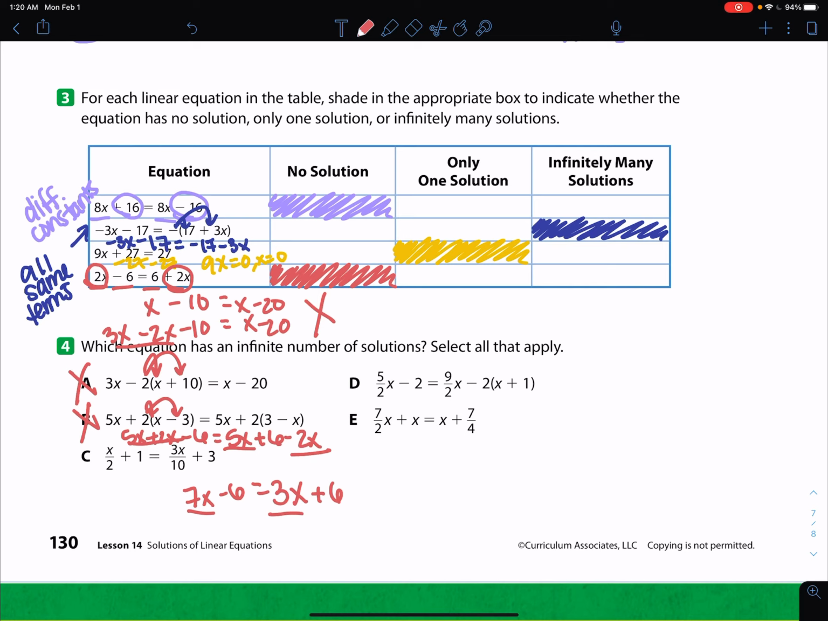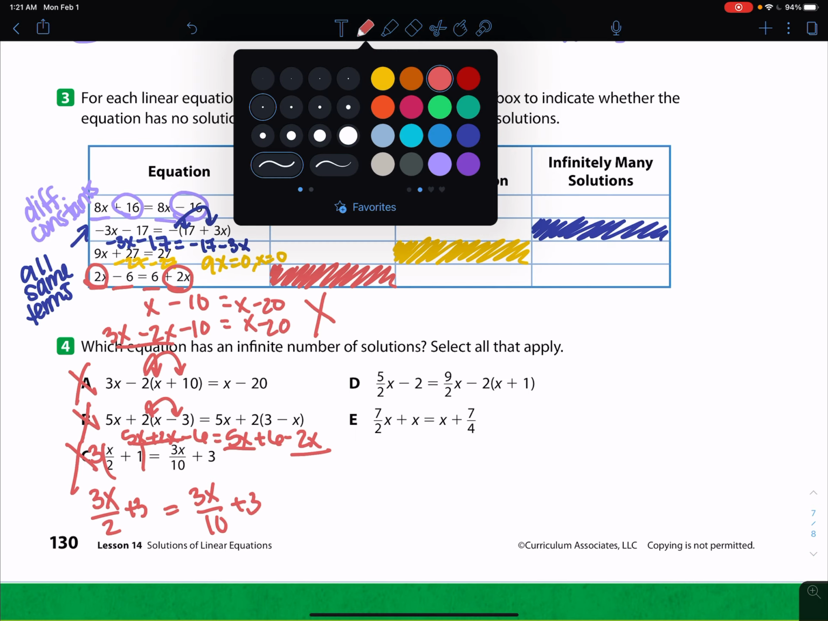C, I don't have to do anything to those, but to make sure that I don't have anything, I can see that my constant is 3. So if I multiply everything by 3, I'll have 3x over 2 plus 3. And 3x over 2 plus 3 is not equal to 3x over 10 plus 3. So that also will not give me infinitely many solutions. Moving on to D.